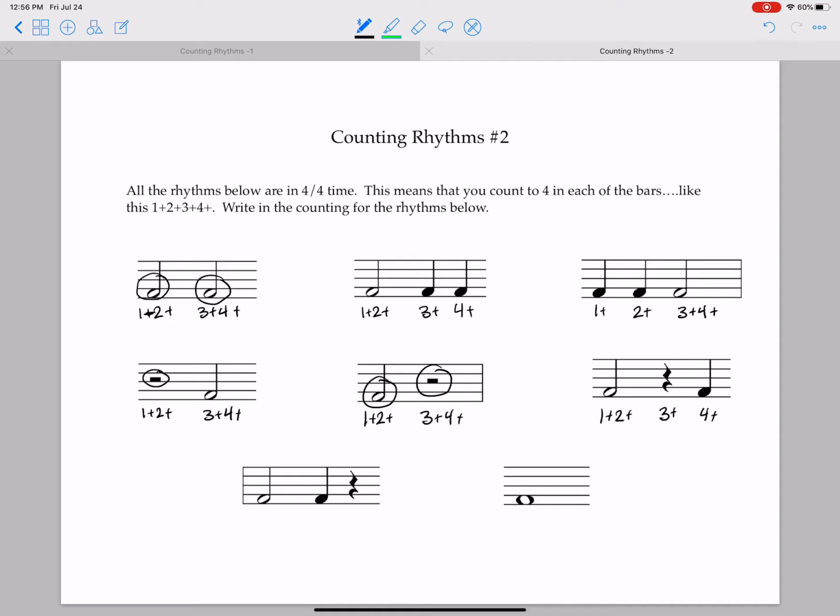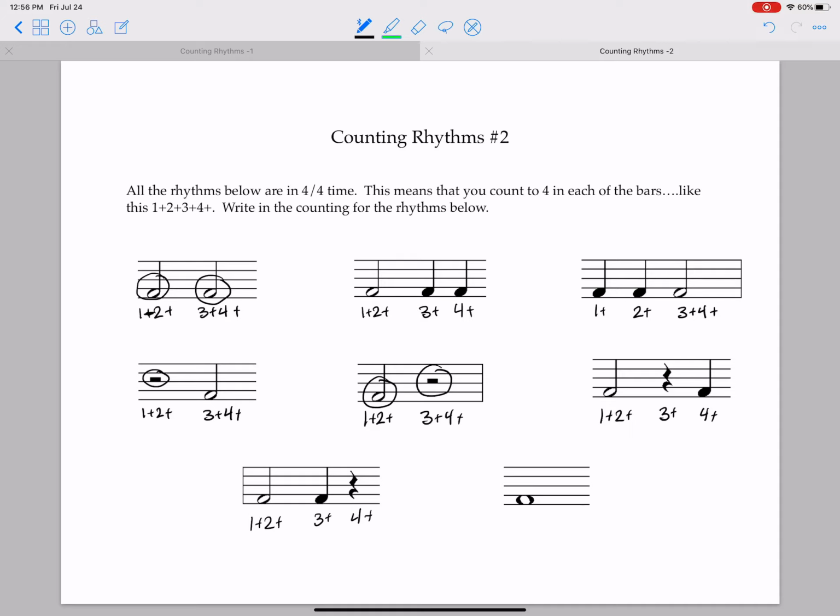Our next rhythm also has a quarter note, quarter rest, and a half note. I didn't say those in order. A half note, a quarter note, and then a quarter rest. Our half note, which is our first note, is 2 beats. So we write 1 and 2 and under there. Next we have a quarter note, 3 and then a quarter rest, 4 and.